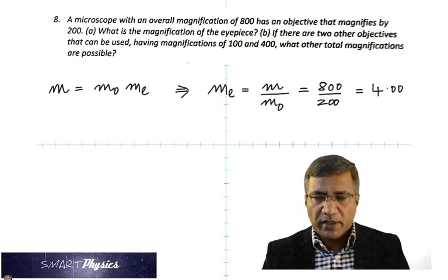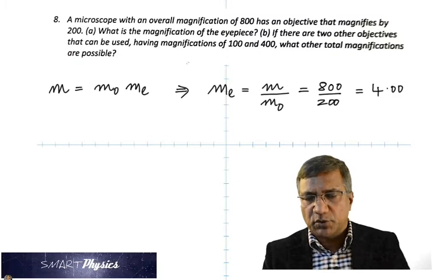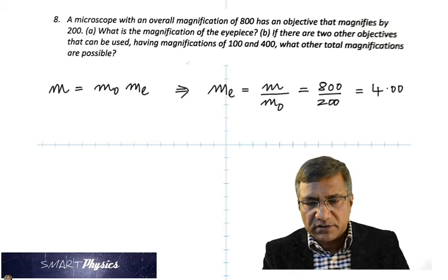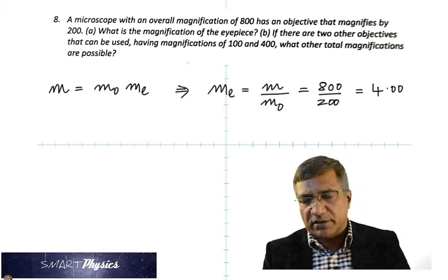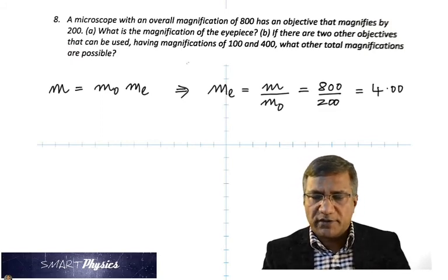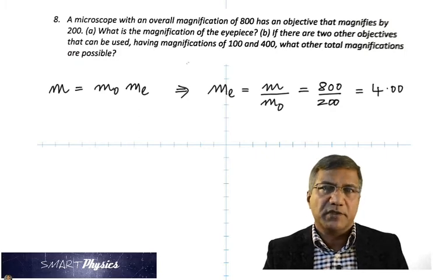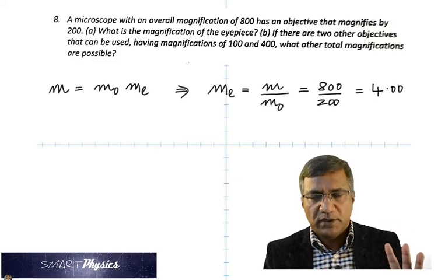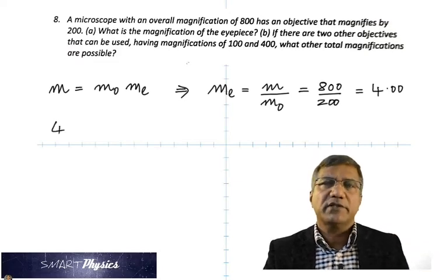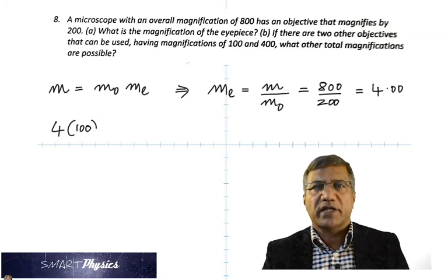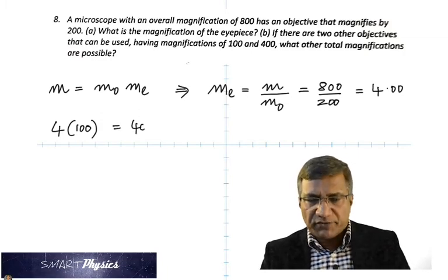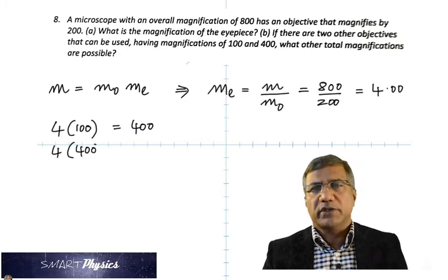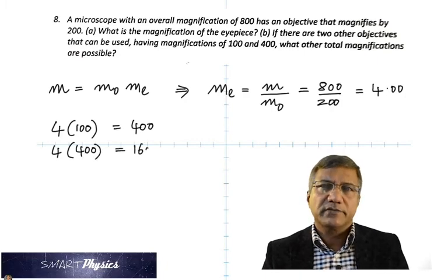as 4. And then the second part says if there are two other objectives that can be used with the same eyepiece, having magnifications of 100 and 400, what other total magnifications are possible? That's simple. So already we know the eyepiece has a magnification 4. If the objective has magnification 100, the overall is going to be 4 times 100, 400. And if the objective has magnification 400, it's going to be 4 times 400, 1600.